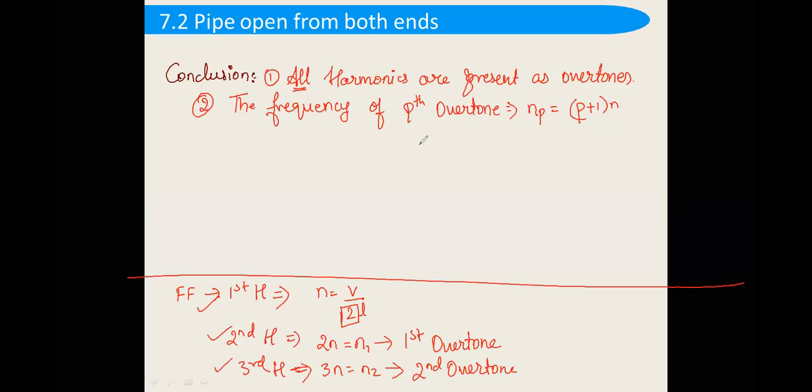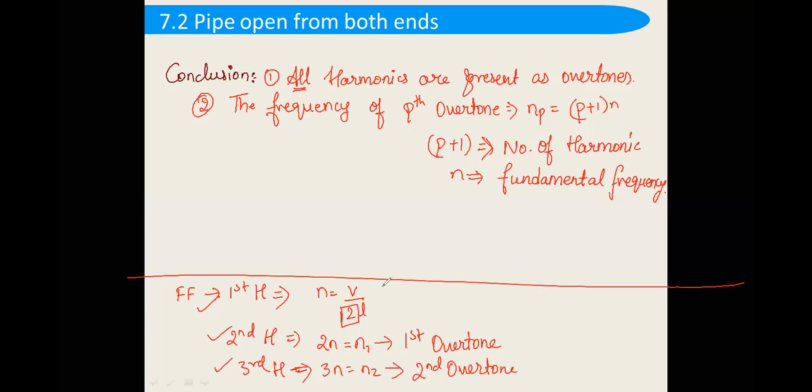What is P plus 1? P plus 1 is the number of the harmonic. And N is the fundamental frequency, the lowest frequency. In the case of a pipe open from both ends, it is equal to V divided by 2L. So I hope you are getting all these things. Please take a screenshot and we'll move to the next problem.